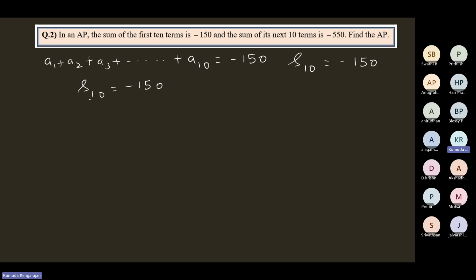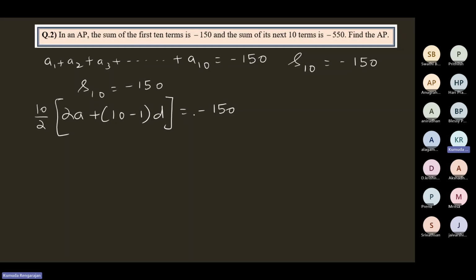So how do you expand S10? n by 2, so 10 by 2 of 2a. We don't know the AP, so we don't know the first term and we don't know the common difference. We only know n. n is 10 because it is the sum of the first 10 terms. Since the AP is not given, we do not know the value of A and D. So 2A plus (n minus 1), 10 minus 1, into D is equal to minus 150.